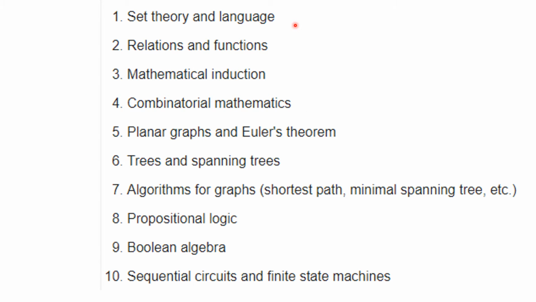This is called your topical outline, so we will cover set theory and language, relations and functions, math induction, combinatorial mathematics, planar graphs and Euler's theorem, trees and spanning trees, algorithms for graphs, shortest path, minimal spanning trees, propositional logic, Boolean algebra, sequential circuits, and finite state machines.